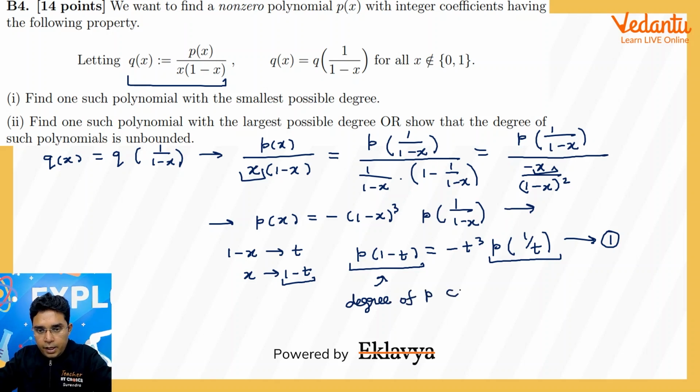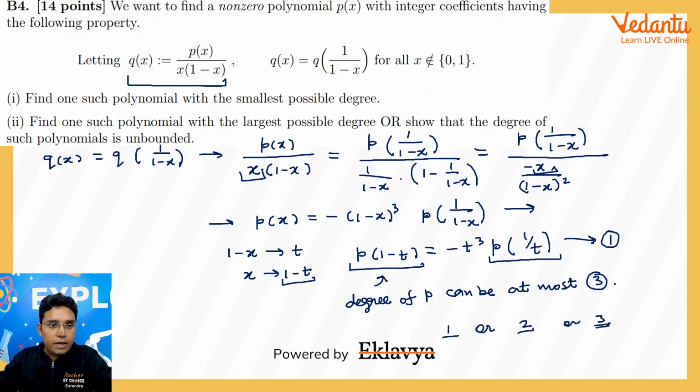So here the degree of p can be at most 3, because if it is 4, then t cube will not be able to cancel that 1 upon t power 4 term. If the degree is 4, you will be getting 1 upon t on the left hand side, which we cannot have, so the degree will be at most 3 here. Please understand, so either the degree can be 1, or 2, or 3. So maybe that is what they were asking, find one such polynomial with the smallest possible degree.